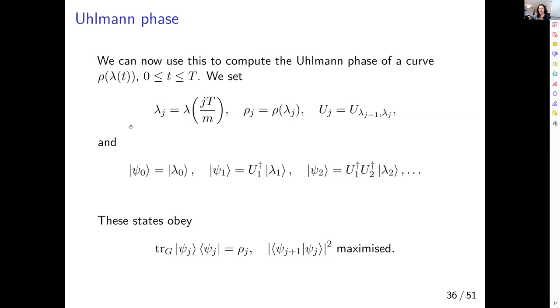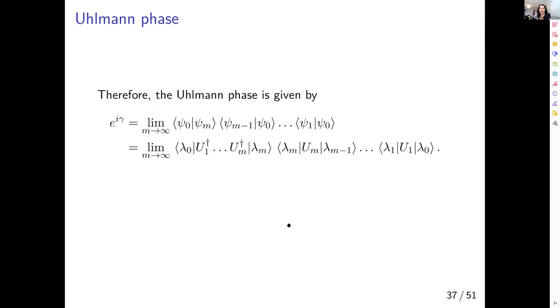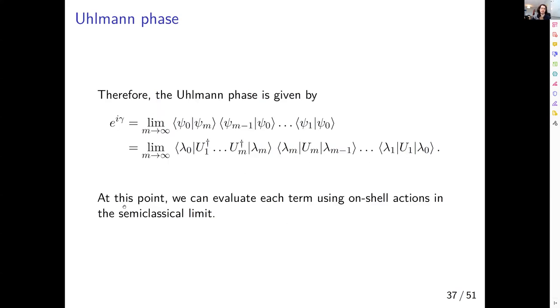So substituting everything into the definition of the Uhlmann phase, we get this expression. And at this point, it's actually relatively simple to compute each of the terms in the product using the actions of on-shell field configurations. And by that, I mean, we take this spacetime with this discontinuity and the appropriate behavior at the boundary of the island and the twist operator. We take a classical limit so that only one field configuration dominates. And then we can write these things in terms of the action of that field configuration.